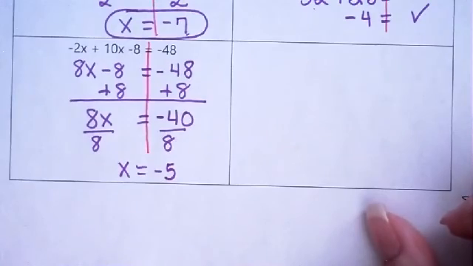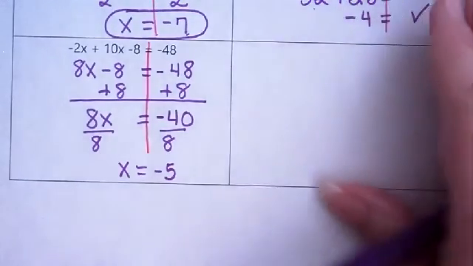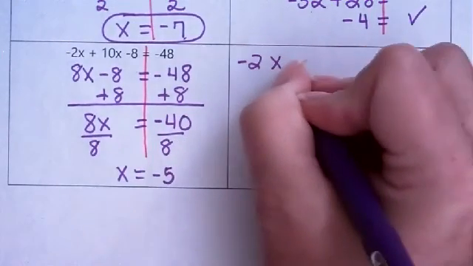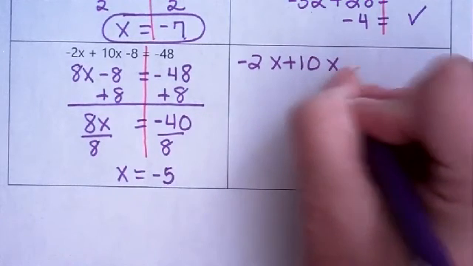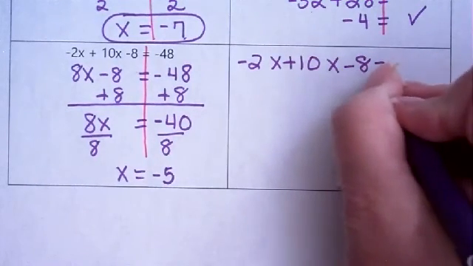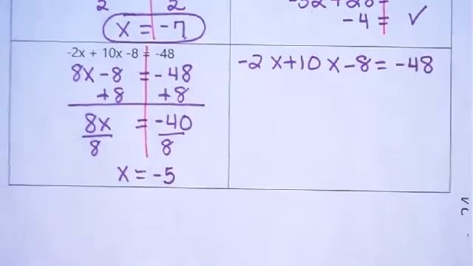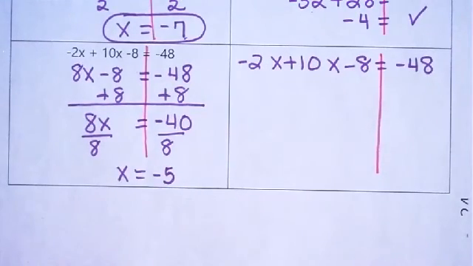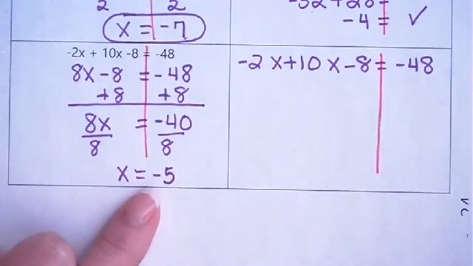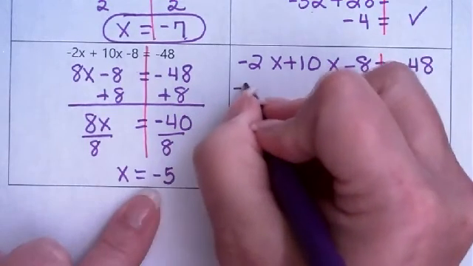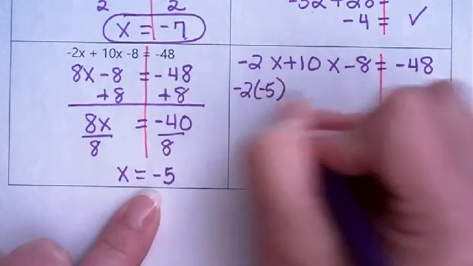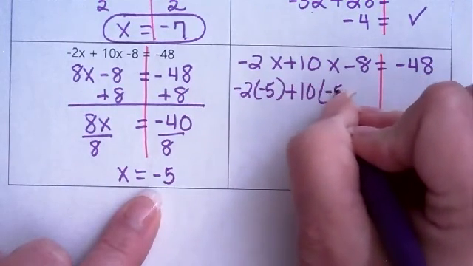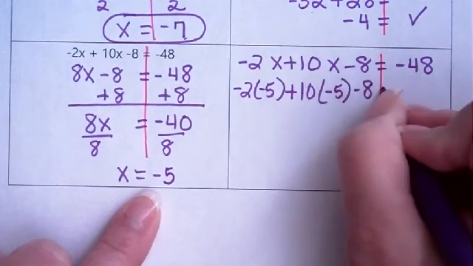Okay? Now, I need to check it. So I'm going to go right over here in the check box, and I'm going to copy my problem down. Negative 2x plus 10x minus 8 equal to negative 48. And I'm going to put my river right there. Now, remember, we're going to substitute negative 5 in for x. So I've got negative 2 times negative 5 plus 10 times negative 5 minus 8.